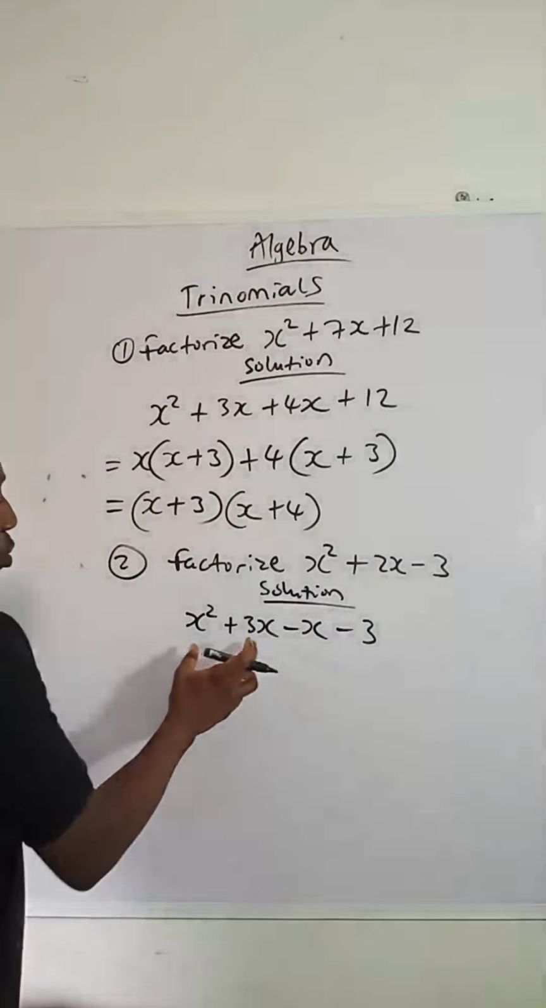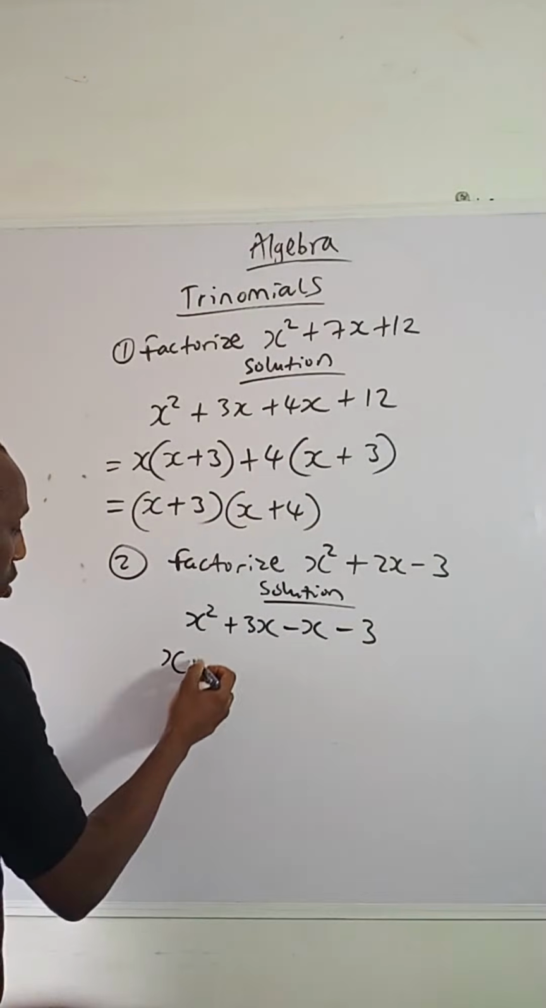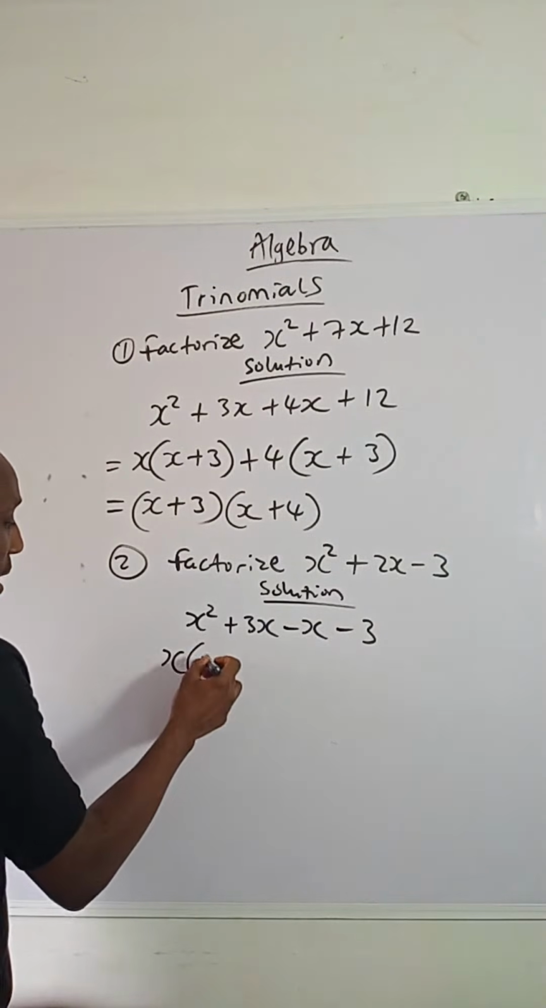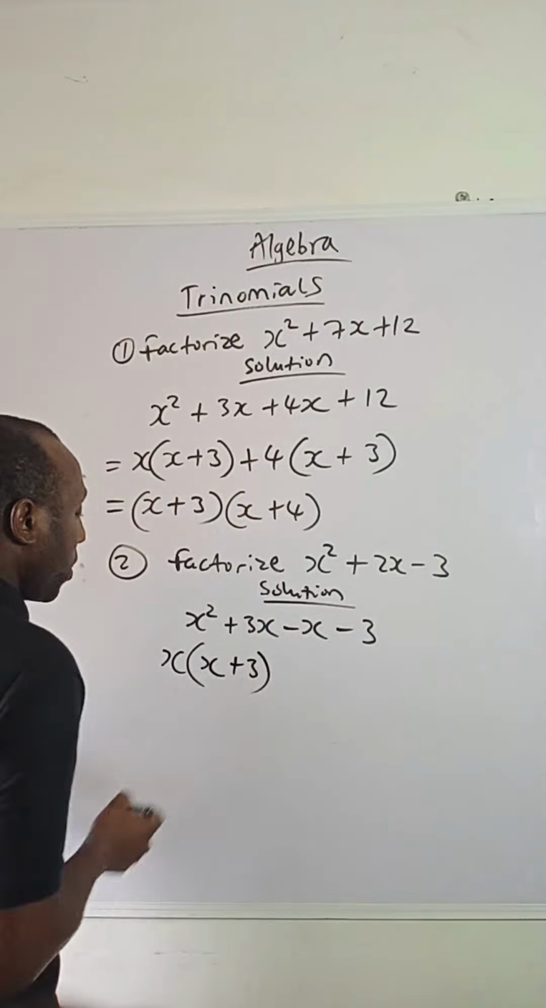So what is common between these first 2 terms? That's x. So you write x, open a bracket, x into x squared is x, and x into plus 3x is what? Plus 3. Close the bracket.